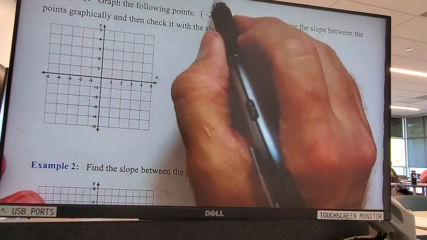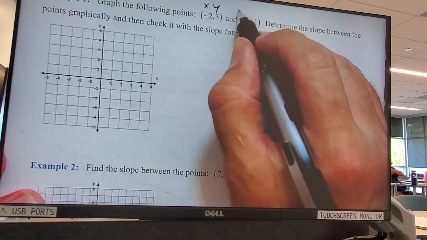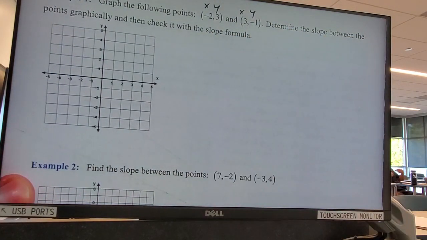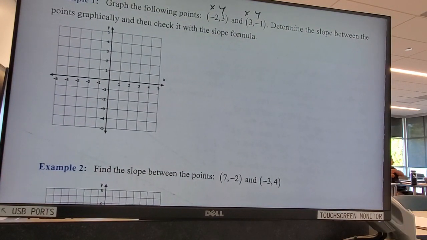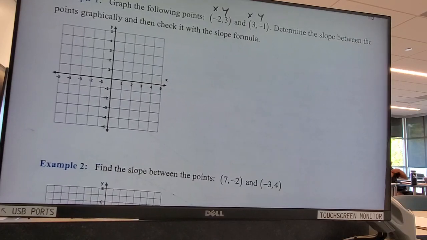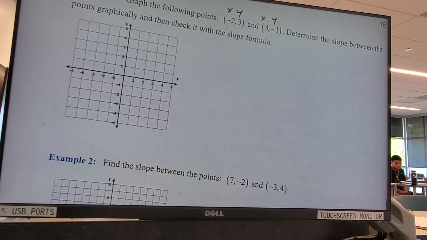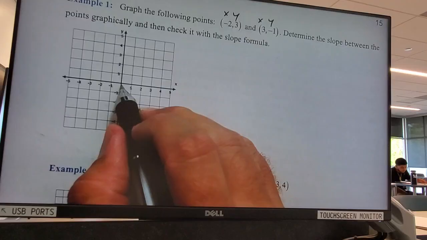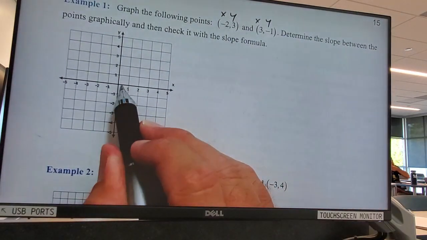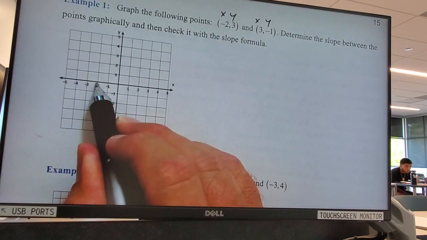So let's see. In general, even if your points had different letters, like C, D, whatever, it's always alphabetical order. So this is the origin point. How do I find this point? It tells me to go 2 streets back and then 3 streets up.